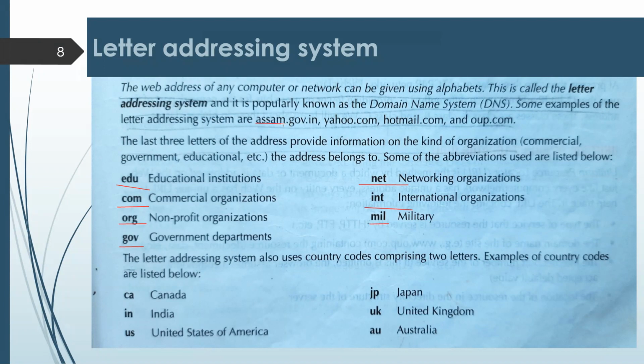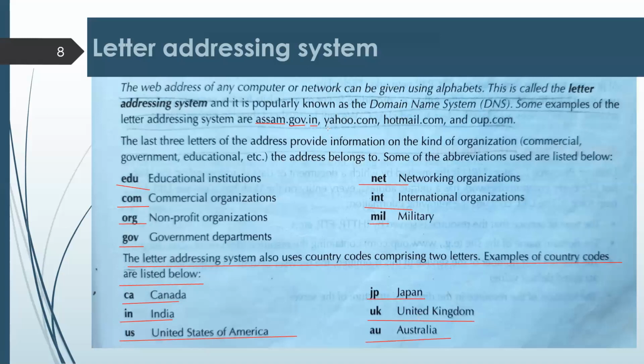So here you see assam.gov. Assam is the name of the server, and gov is under government departments. And what is IN? The letter addressing system also uses country codes comprising two letters. Examples of codes are listed below: CA is Canada, IN means India, US means United States of America, JP means Japan, UK means United Kingdom, AU means Australia.